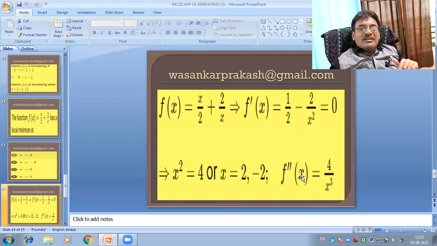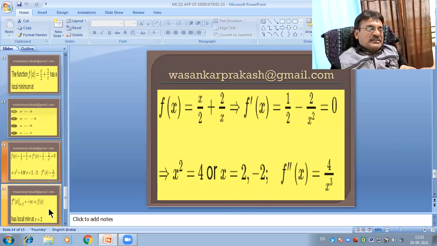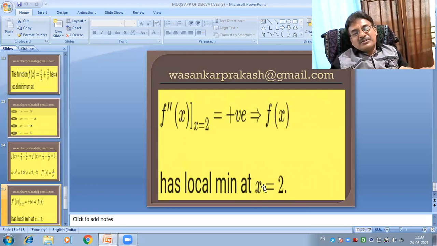And then in the second order derivative we put the value of x. First we put x is equal to 2, so f double dash of 2 is equal to 4 upon 2 cube. 2 cube is 8, so 4 upon 8, that is 1 by 2. So f double dash of 2 is equal to 1 by 2, and 1 by 2 is positive, which is greater than 0. Therefore f of x has local minima at x is equal to 2.